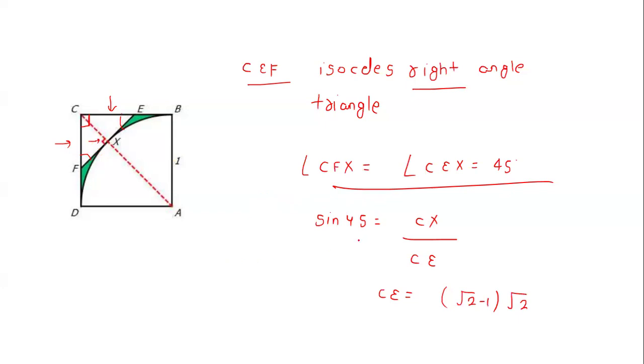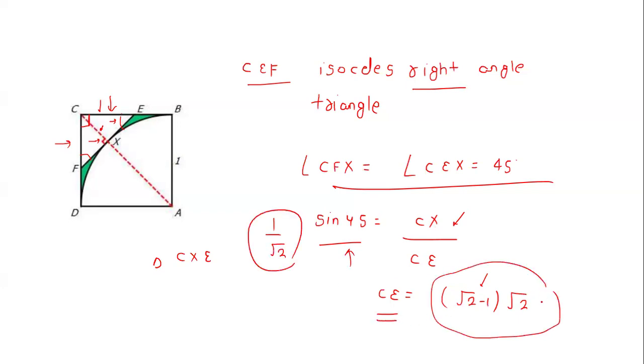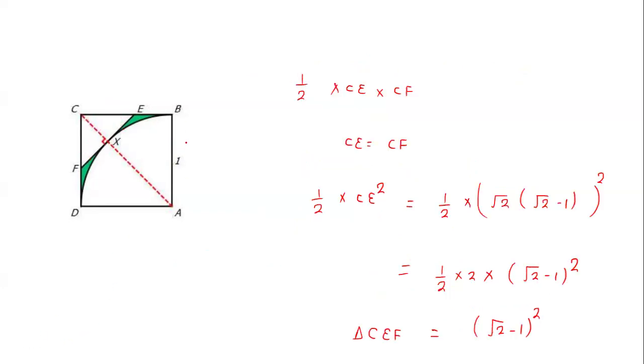So we can write sine 45 as CX divided by CE. Look at the triangle CXE. Sine 45 is this perpendicular divided by this hypotenuse CE. CX we just calculated as root 2 minus 1, but CE we don't know. But sine 45 is 1 by root 2. So from here you can calculate the value of CE, which comes as root 2 minus 1 multiplied by root 2.